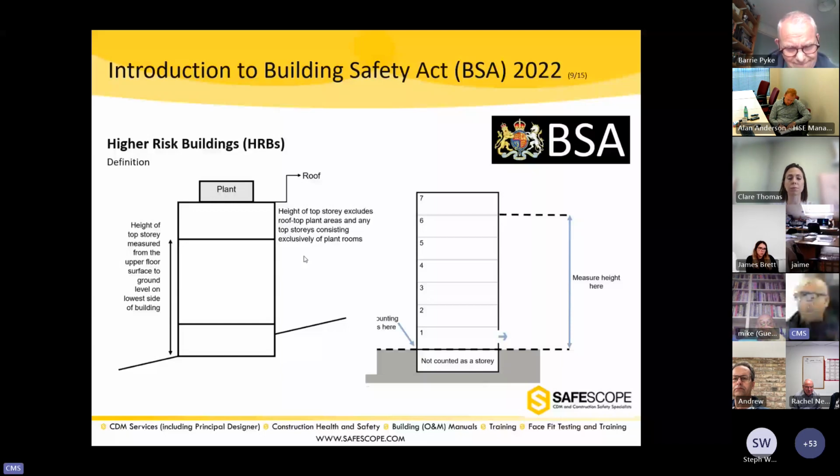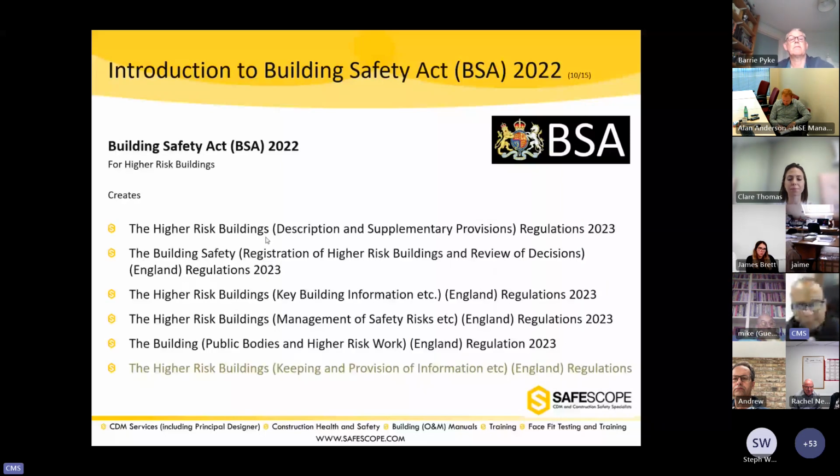Now, moving on to what the Building Safety Act does. It creates a lot of different regulations. You can imagine that when we were dealing with the CDM Regulations 2015, or when the first version came out in 1994-95, we were dealing with only one set of regulations, if you like. Now we have a number of different regulations that have come out as a result of the Building Safety Act. Hence, you can imagine the spread of its impact.